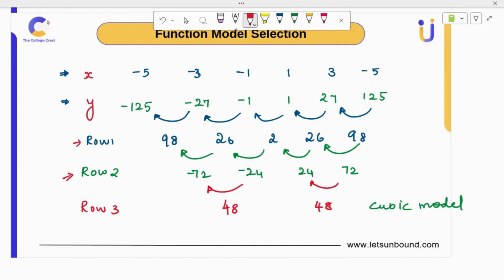Quadratic model. So in row 3, I got the same values. Even if they give some other table, it might be the same. So I will pick a cubic model for this, because row 3 values are the same, then it is a cubic model. The third differences are what I need here. So this is how we will pick a model from a table of values.